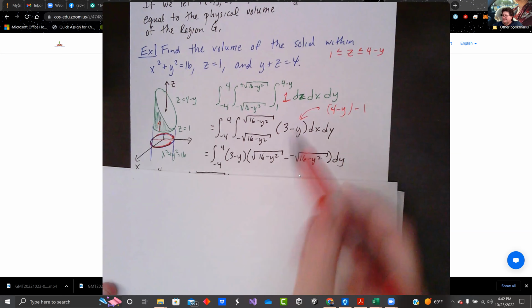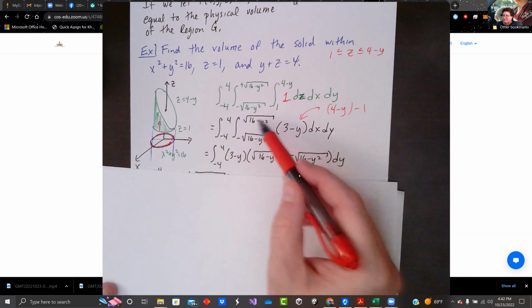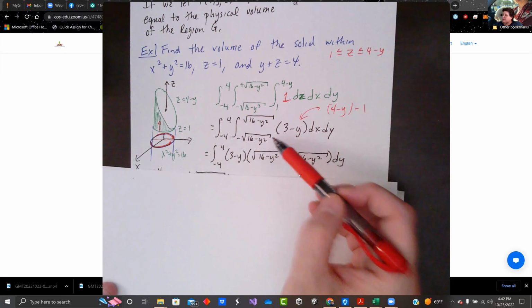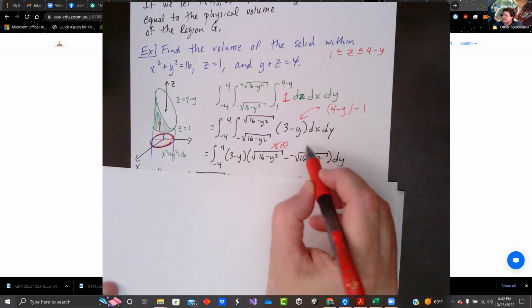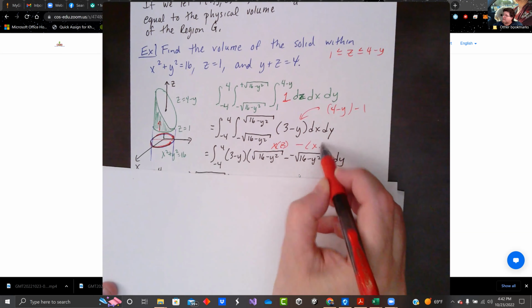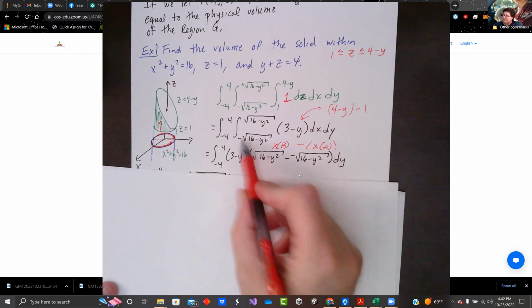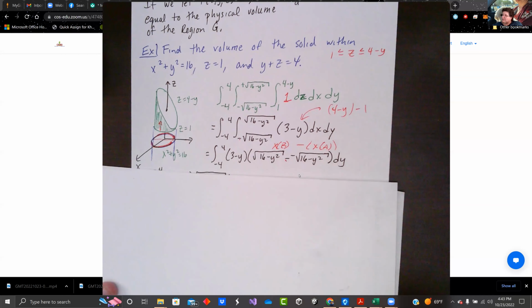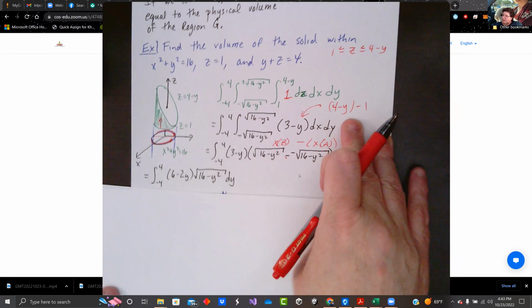We have no x in here, so we got 3 minus y times x evaluated from square root of 16 minus y squared to negative square root of 16 minus y squared. So that's x at b minus x at a. But we got a negative here and we got subtraction, which turns into a plus. So we're going to have 2 of those square roots. So I had 6 minus 2y.